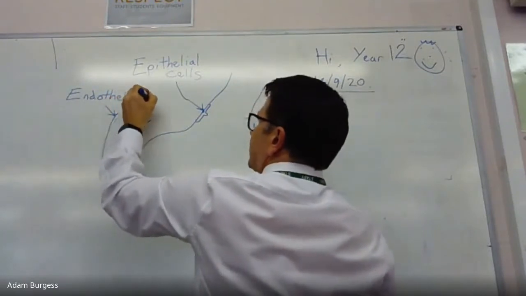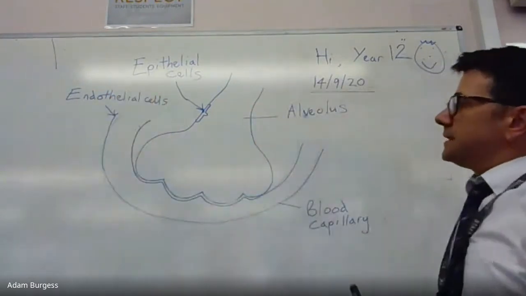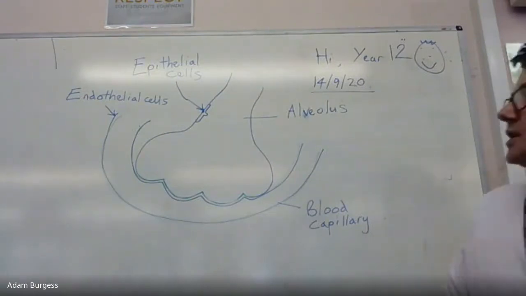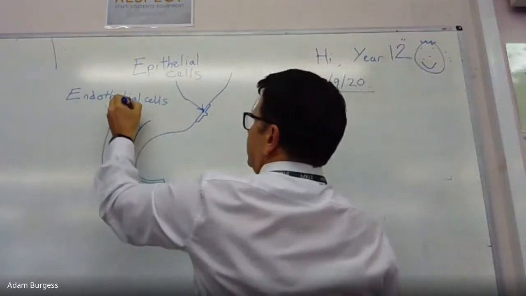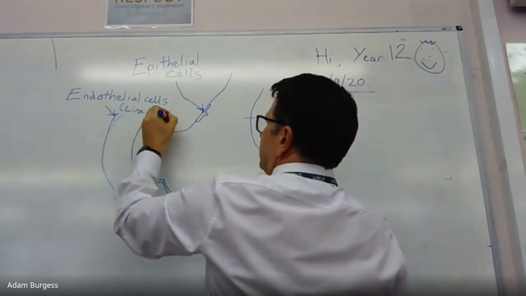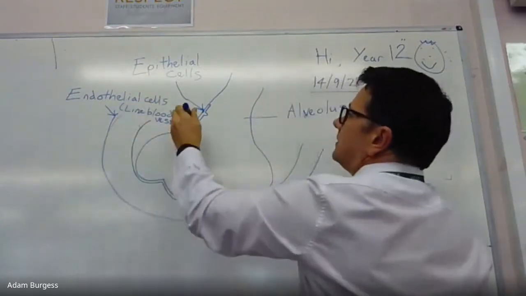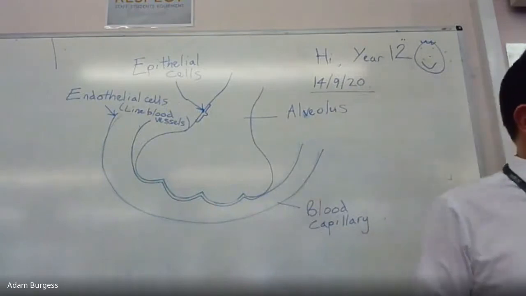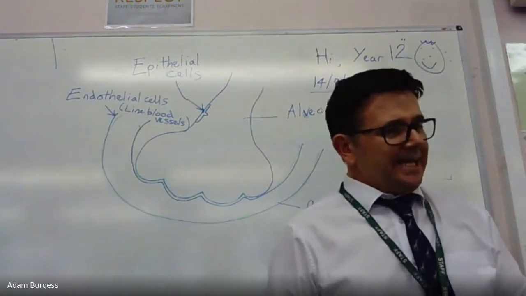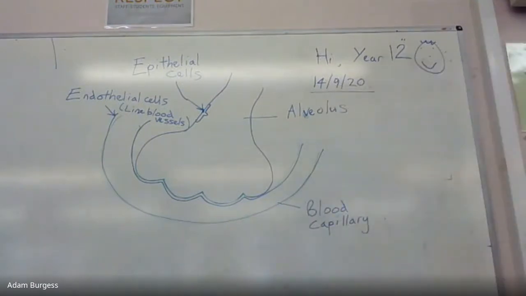Don't worry too much about the names at the moment. Okay, so endothelial and epithelial. Endothelial cells line blood vessels. And then epithelial cells are the ones that tend to be layers in different types of organs.